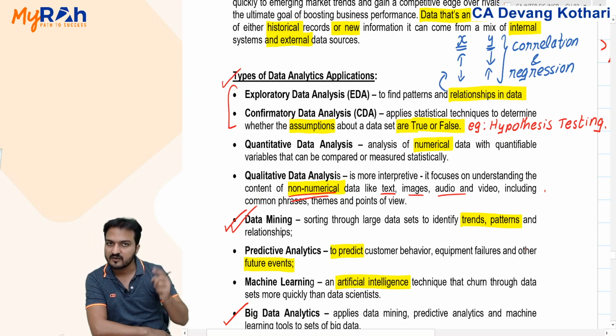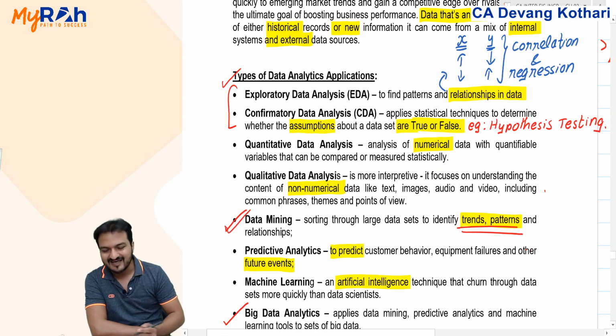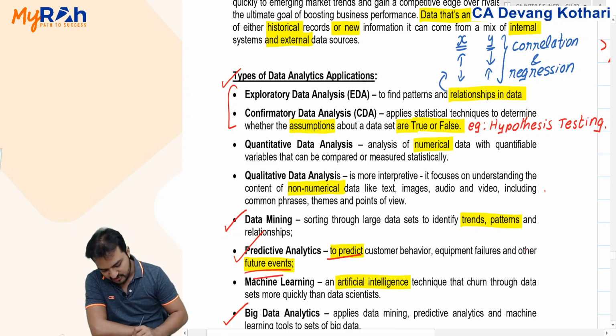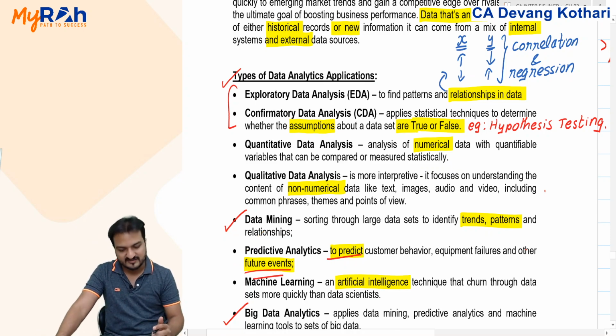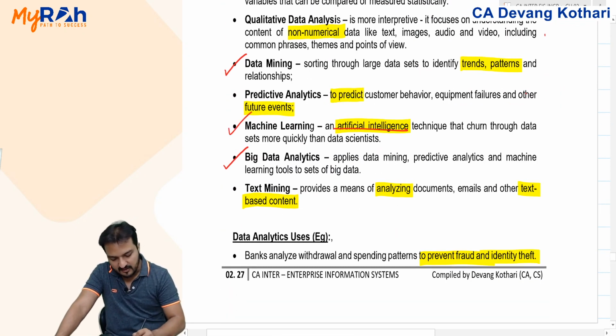Data mining we've done in chapter 3. It is mainly to identify trends and patterns in your data. Data mining is an example of data analytics. Predictive analytics is to predict future events, make predictions like weather forecast and all. Machine learning also we've done. It is a type of artificial intelligence done in chapter number 4. Big data analytics also done in chapter number 3. That is an example of data analytics.